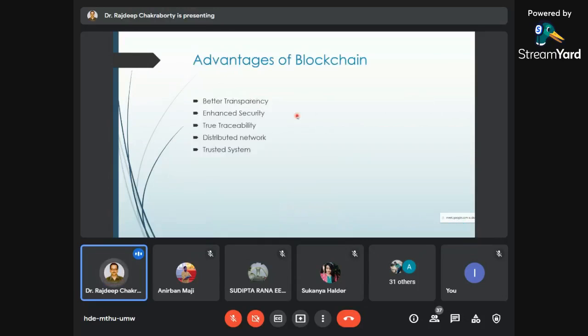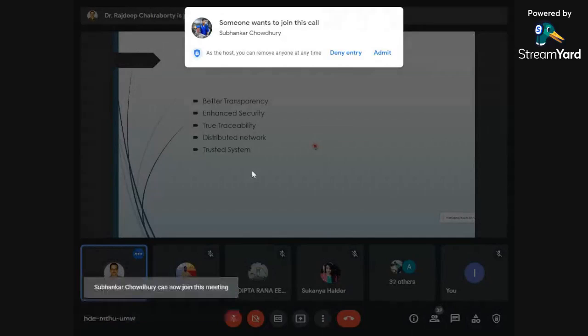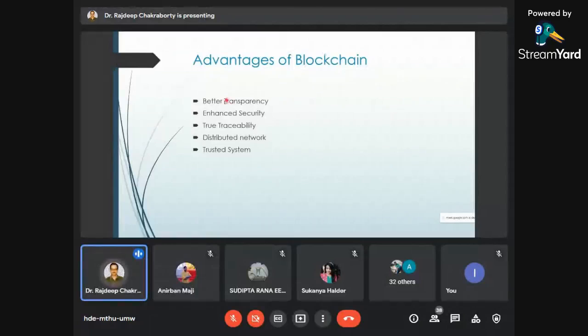Now, why does it have this superiority, why did it come into the disruptive technologies? Because it gives better transparency. The same block is stored in many places. In a server-based system, whatever answer the server gives you, I am forced to believe that. But in blockchain, since blocks are stored in many nodes, or in a shared memory that everyone can access, obviously there is better transparency. You know cryptocurrency, why is it crypto? Because it has the property of cryptography or security. So it has enhanced security.